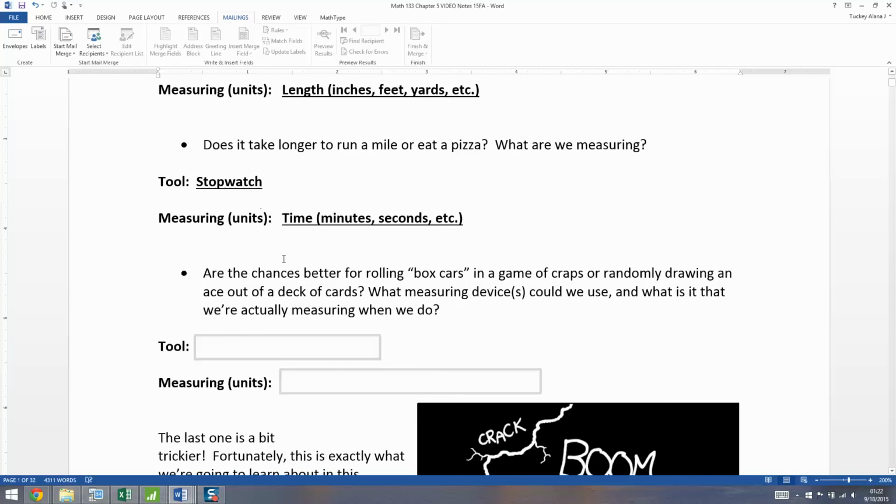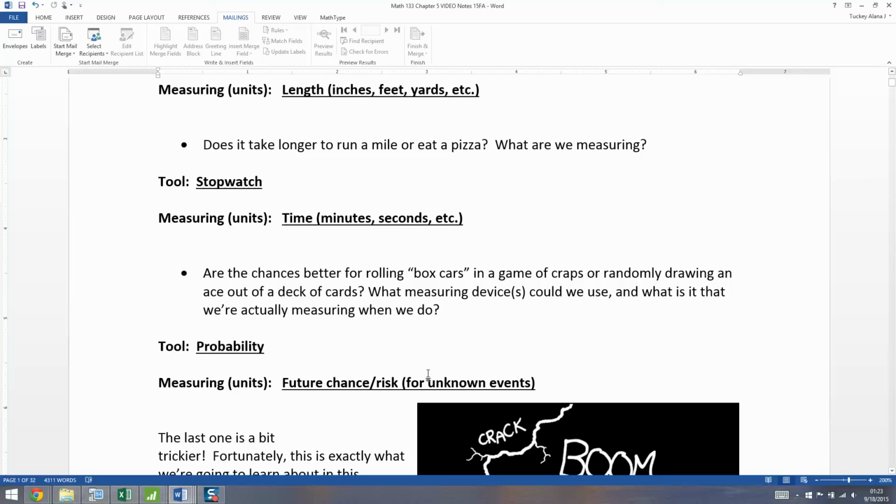Now, are the chances better for rolling box cars in a game of craps? We'll find out what that means. So, rolling some particular roll in craps or randomly drawing an ace out of a deck of cards. What are you really trying to measure and what are you using to measure it? And the answer to that is probability is our tool. We're using that as our tool, just like a stopwatch measures time. Probability measures for us something very particular, and I'm about to reveal it: future chance, future risk.